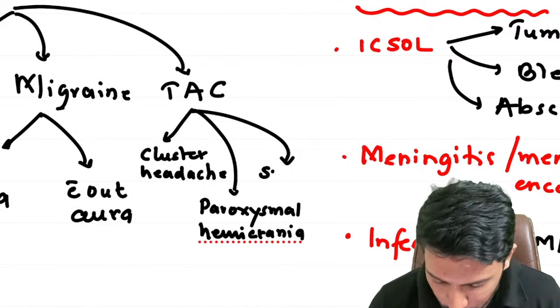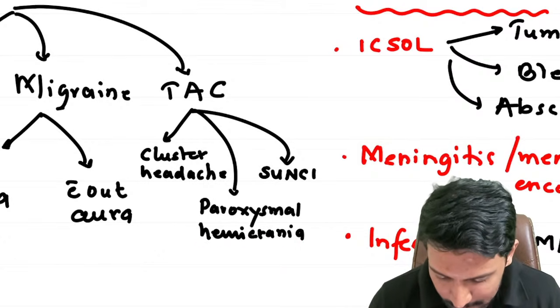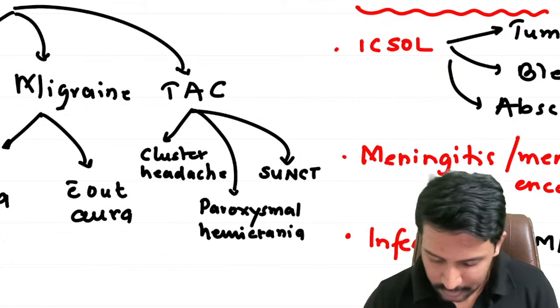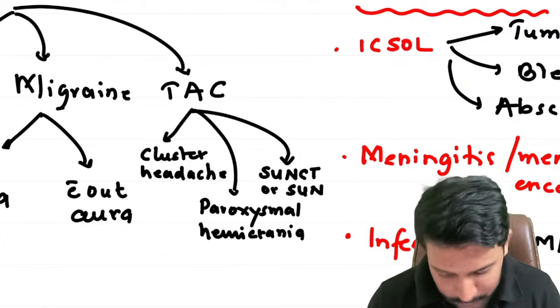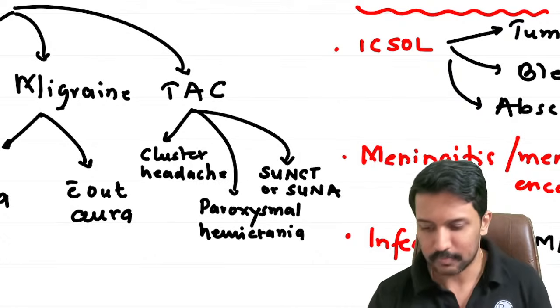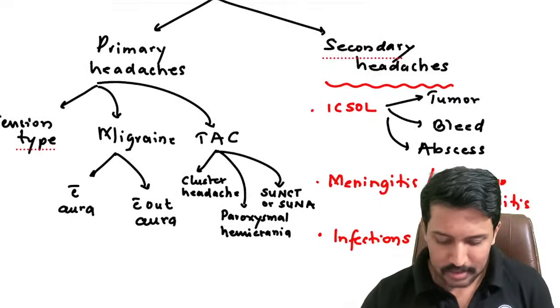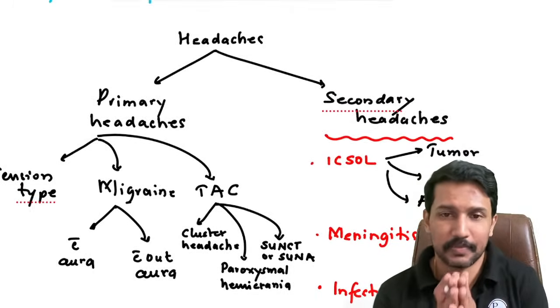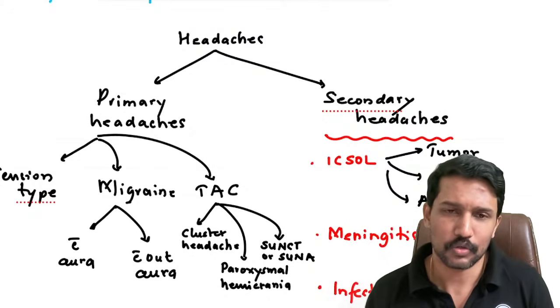Then you have something called short-lasting unilateral neuralgiform cephalgia with conjunctival tearing, or short-lasting unilateral neuralgiform headache with autonomic symptoms. So this is a basic classification. This structure is required to please the examiners. If examiners are asking you to classify headaches, this is what I want you to draw.